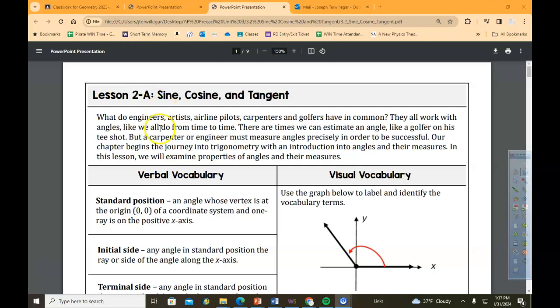So what do engineers, artists, airplane pilots, carpenters, and golfers all have in common? I'm bad at all that. No, I'm just kidding. They all work with angles, right? Angles are going to be a big part of physics, engineering. Golfers can estimate, other people can't.